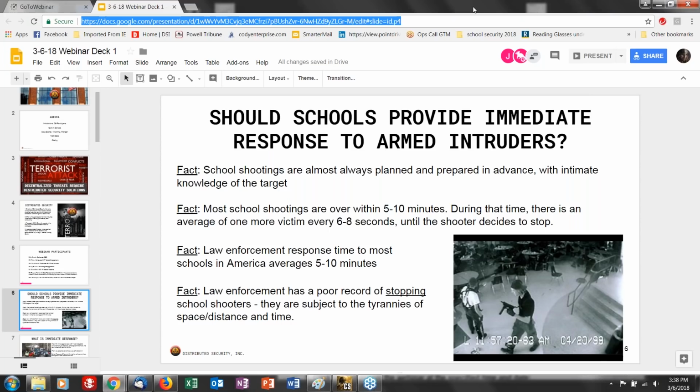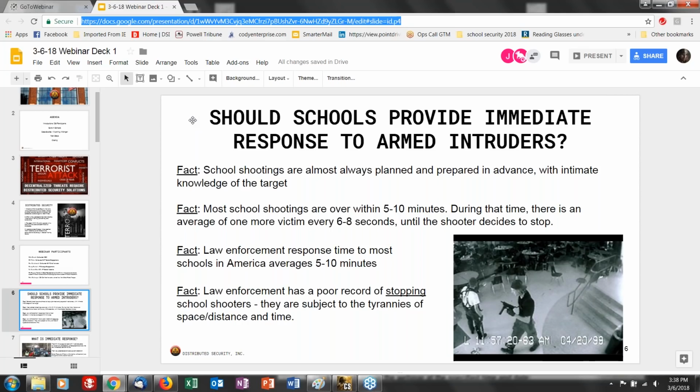I'm going to start right here with this question: should schools provide immediate response to armed intruders? And here are the facts that lead us to answer very emphatically yes. The first fact is this: school shootings are almost always planned and prepared in advance with intimate knowledge of the target. They are not impulse crimes.